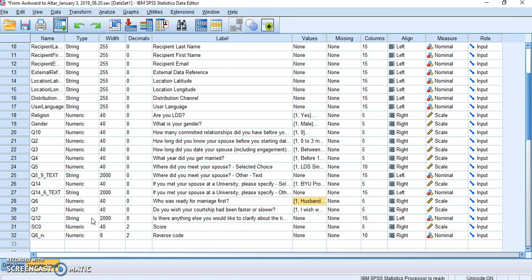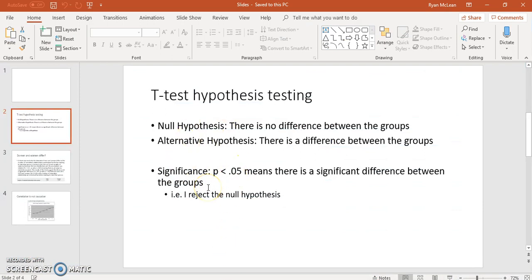An important thing that we need to talk about with t-tests is hypothesis testing. So in a hypothesis test, you have a null hypothesis, which means there is no difference between the groups, and an alternative hypothesis, which means there is a difference between the groups. A significant mean difference means that we got a p less than 0.05, and that means there is a significant difference between the groups, so we reject the null hypothesis and accept the alternative hypothesis and conclude there is a difference between the groups. This is kind of complicated, but it is important for t-tests.